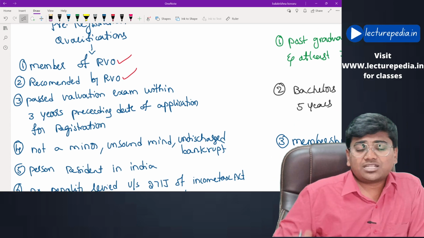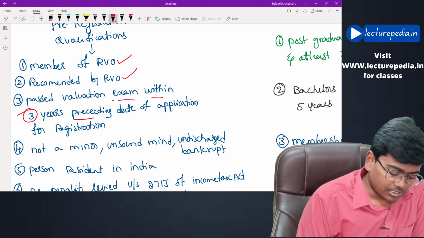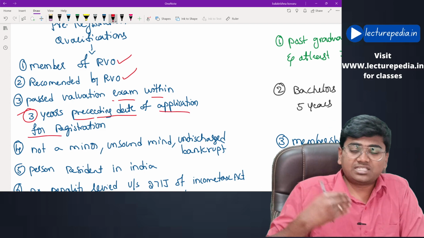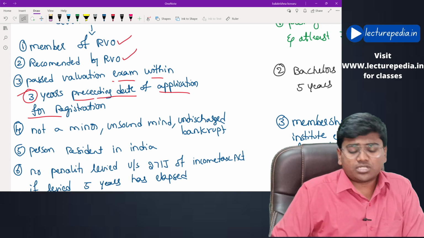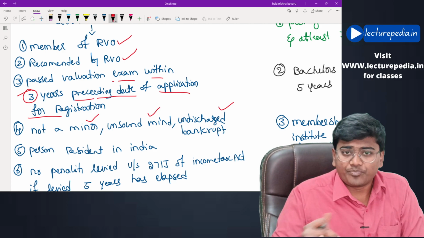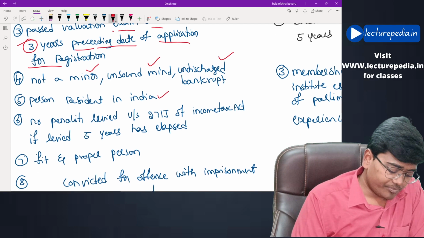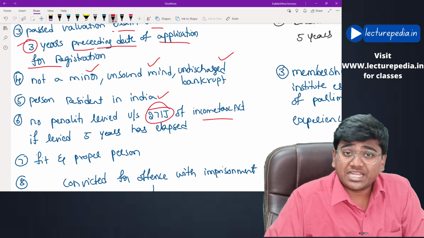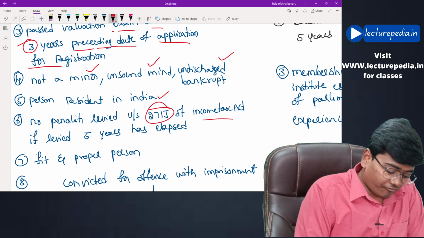Next, this person must have qualified the exam within 3 years preceding the date of application for registration. In the preceding 3 years, he should have qualified the examination conducted by RVO, and this person should not be a minor, should not be of unsound mind, and should not be an undischarged bankrupt. Next, this person must be a resident in India, and no penalty under section 271J of Income Tax Act should have been levied on him. If at all any penalty has been levied, then he will be disqualified for a period of 5 years.